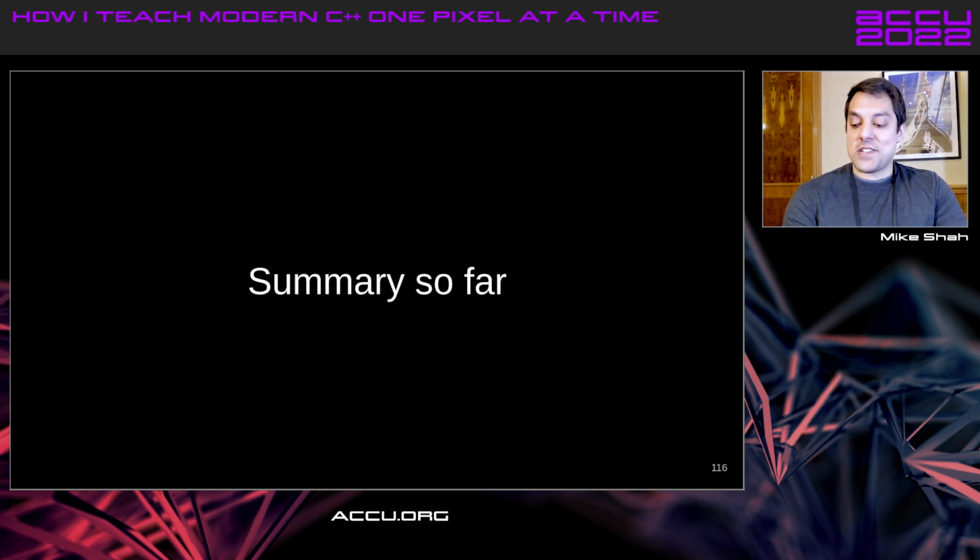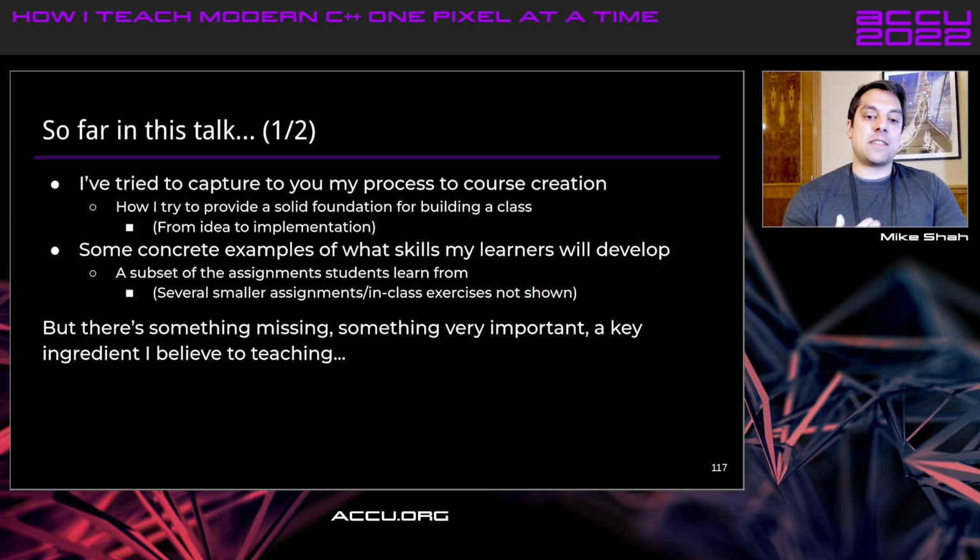All right, so the summary so far. In this talk, I've tried to capture my process of course creation, providing some foundation for how I build a class. It can be a little bit messy, but you want to find some sort of structure when you're building a course, something you can fall back on. So this is part of my process here. And I've tried to be focused on the concrete examples that my learners are actually going to develop, showing some of these example assignments here.